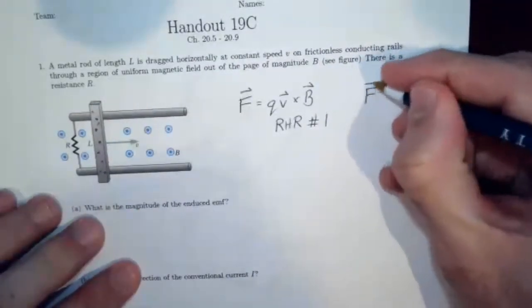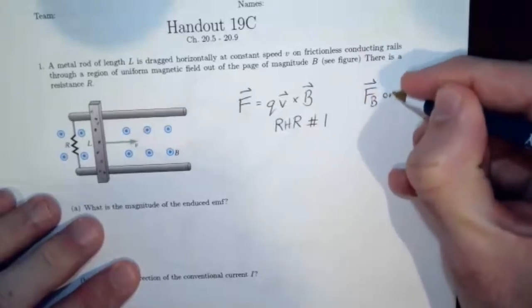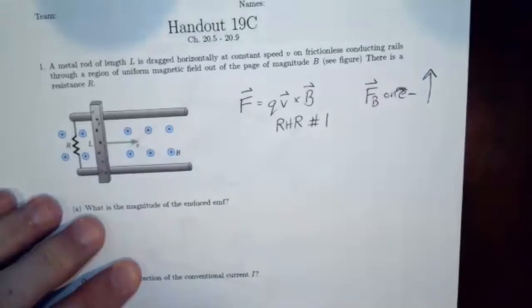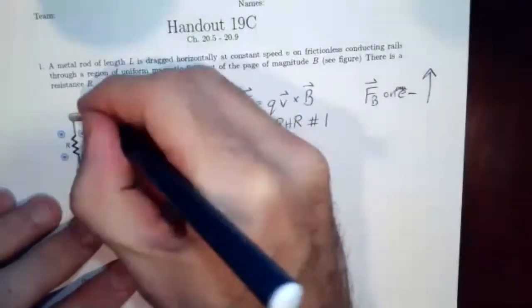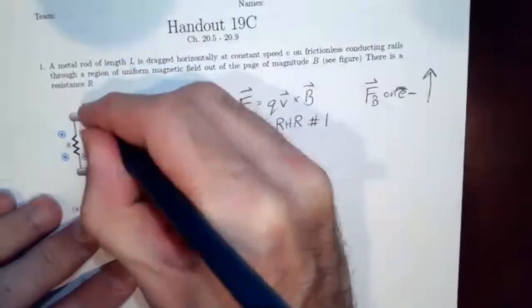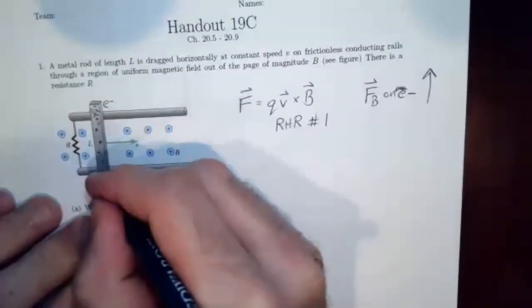So the magnetic force on the electrons is up. So that means the electrons are going to congregate up here at the top of the bar. Okay? And they're going to leave positive charges behind down here.